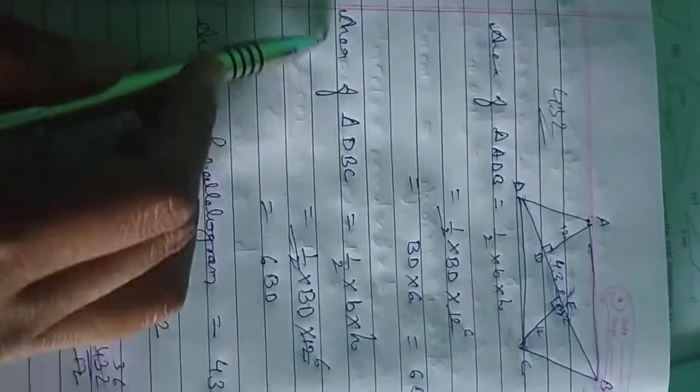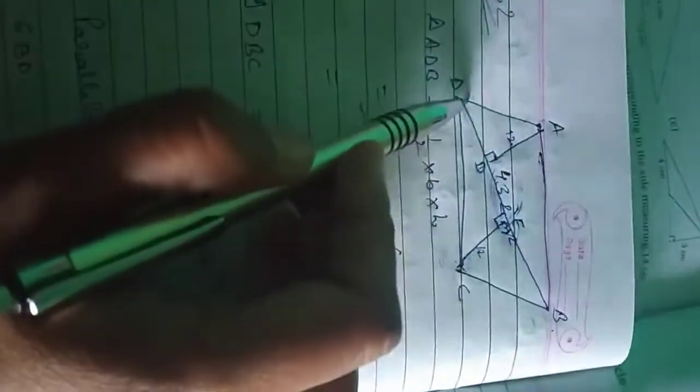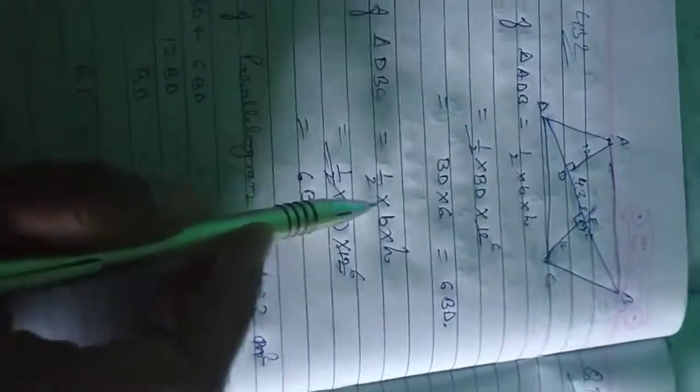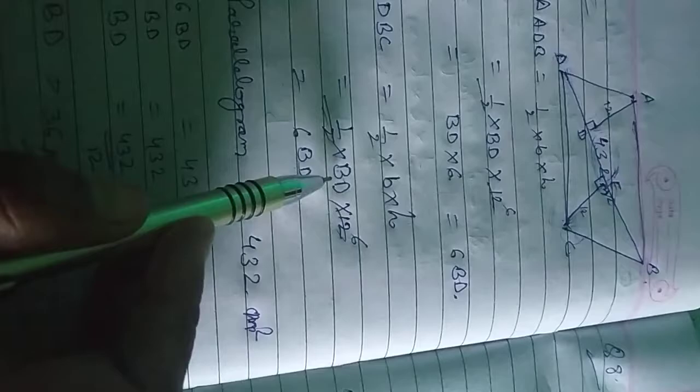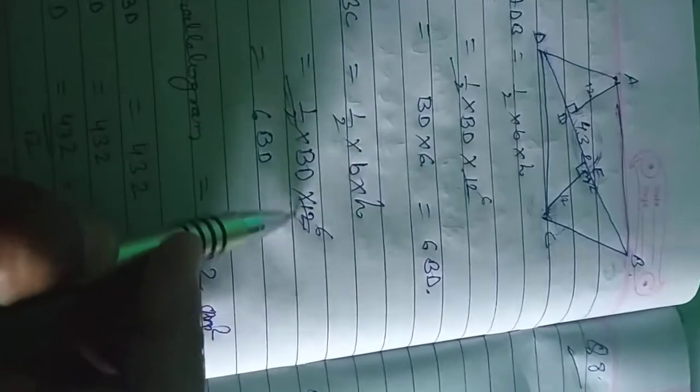Okay. Now again area of triangle DBC. This triangle we will find out the area of this triangle. So this also half into base into height. Half into base. Base is what? BD, and height is 12. Okay. So base will be BD only because its length is not given, but height is 12 only. So here also 6 BD.